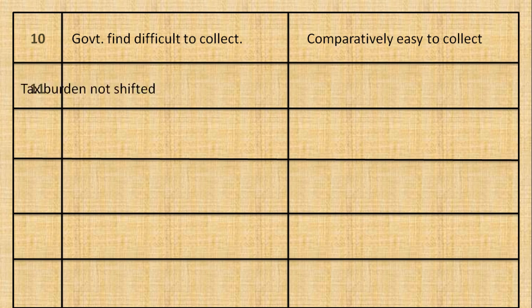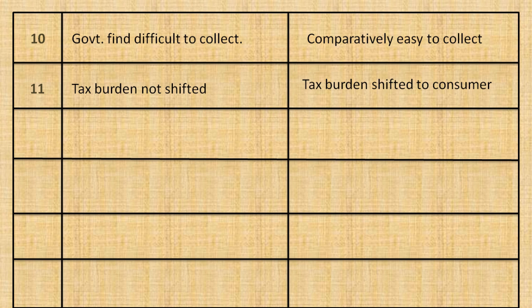11th point. The tax burden is not shifted in direct tax because the assessee himself has to pay, whereas in indirect tax the burden is shifted to the consumer. First the manufacturer pays and then he recovers from the wholesaler, he recovers from the dealer, and lastly the consumer has to pay the indirect tax.